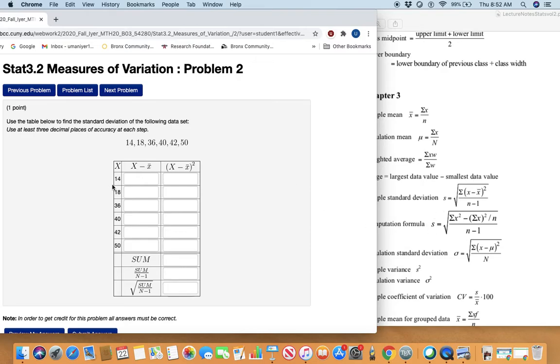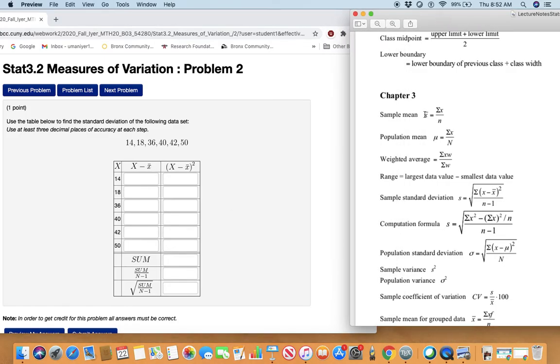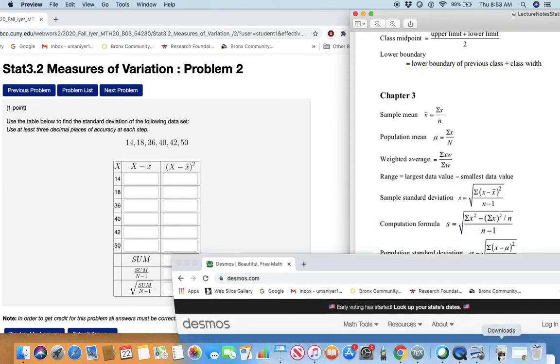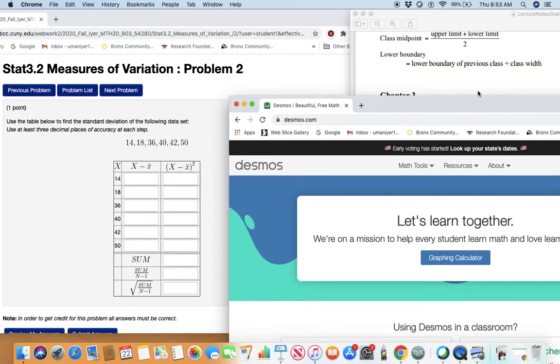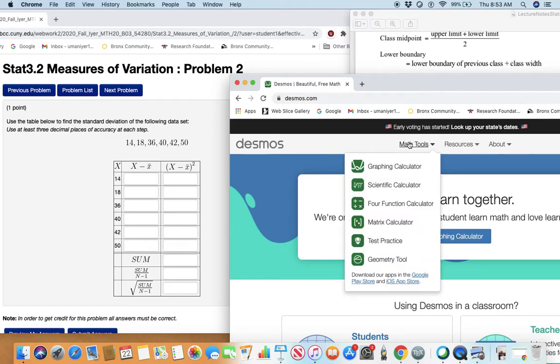Okay, so these are the x values. Now, do we know what x bar is? We don't know what x bar is. So we need to first find what x bar is. X bar is the mean. You are going to add all the x's and divide by the number of elements. So notice I'm using a calculator now.